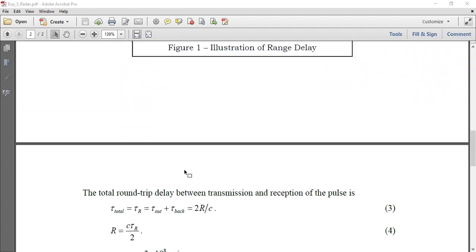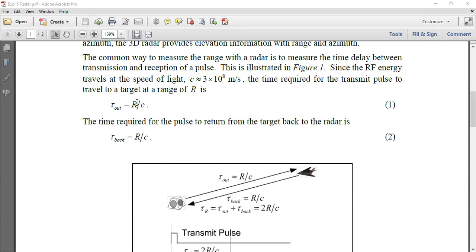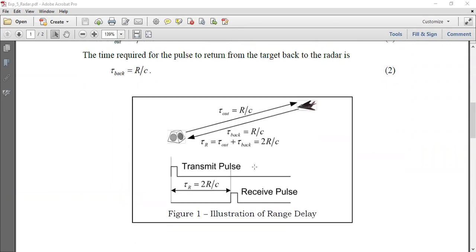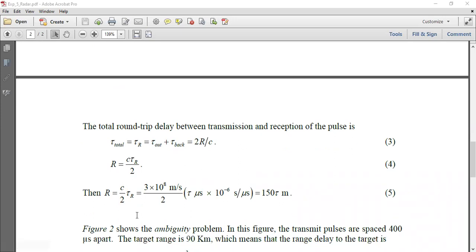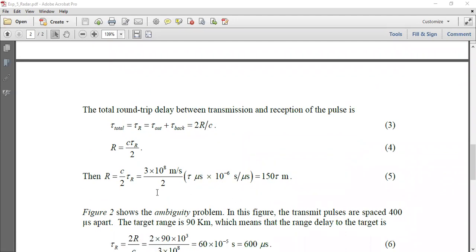you can determine the distance this way: R by c, where c is the velocity of light. So your R will be c times the round trip time, tau R, divided by 2. Very easy to calculate, like in this example.